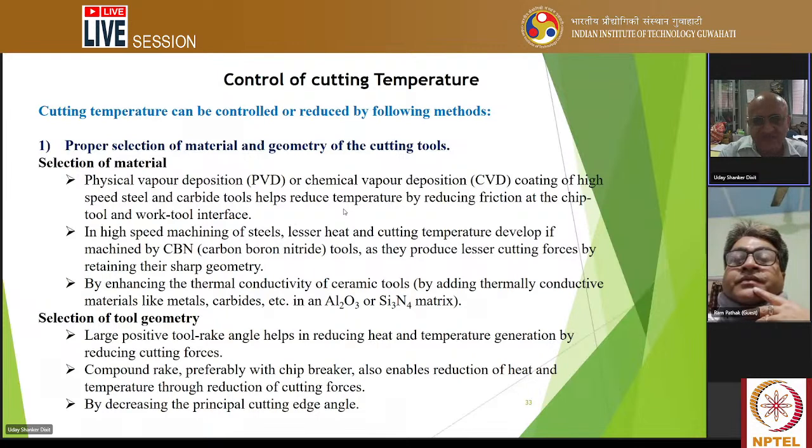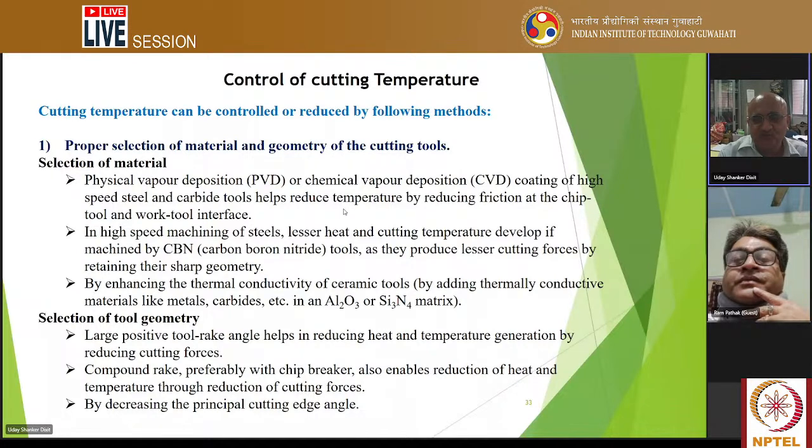That means one way is that, of course, the coatings can reduce the friction. And in high speed machining of steel, lesser heat and cutting temperature develop if machined by CBN tools, as they produce lesser cutting force. So it is not just one factor.